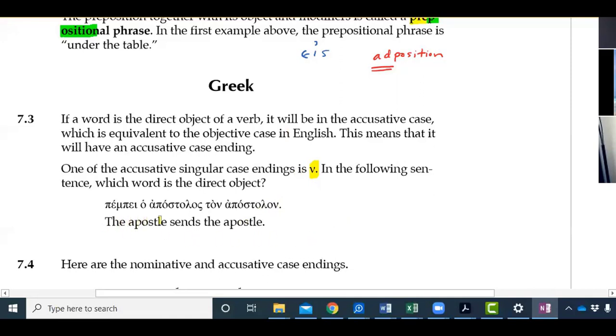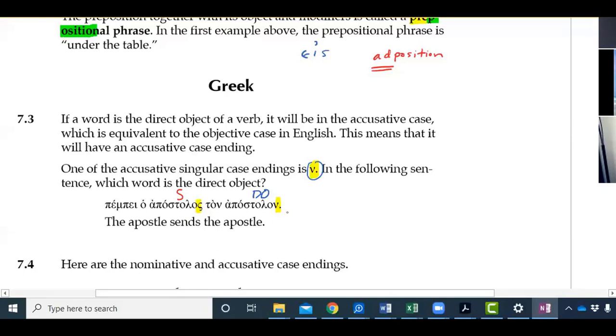Pempe ho apostolos ton apostolon. So here is apostolos, here is apostolon. They both mean apostle. In fact, with the article, they both mean the apostle. But which apostolos form is the subject here? Yes, apostolos, because of the nominative case ending. Which one is the direct object? Apostolon, because of the nu accusative case ending. You see that there. So this will help us to know which is which.